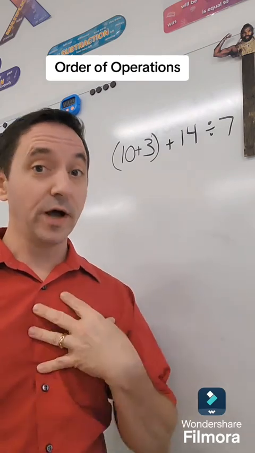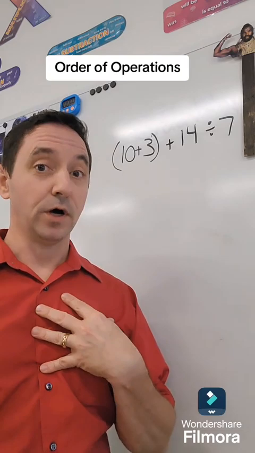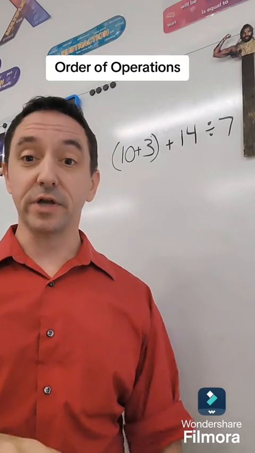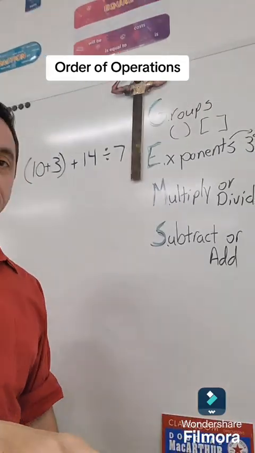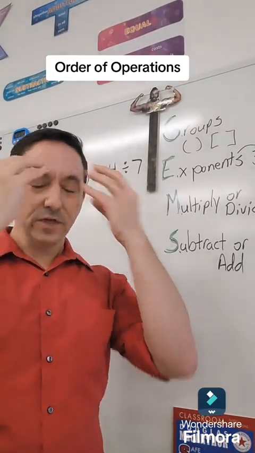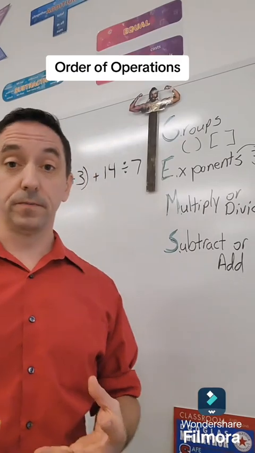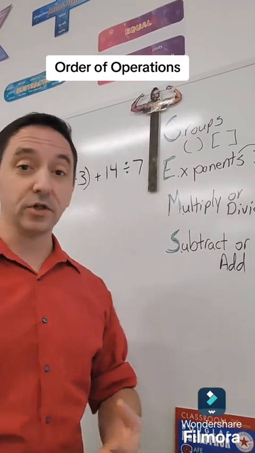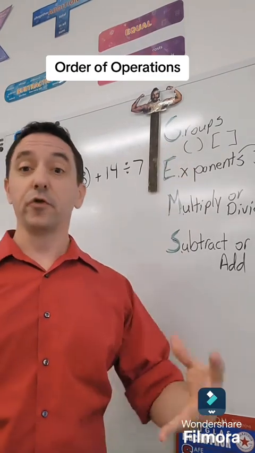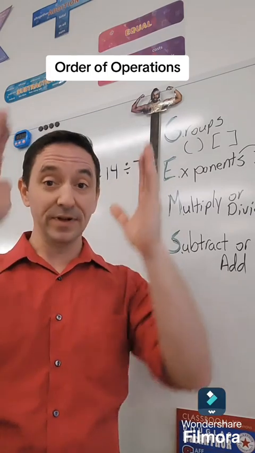But what do I use to remember? Well, it's definitely not my handy dandy Mr. T chart, but I do use an acronym called GEMS. Now, GEMS tells me what to do in the proper order. Okay, and if we take a quick look at it, we've got the G in GEMS. It stands for groups. So the first thing I'm going to do is solve anything that has parentheses or brackets around it.